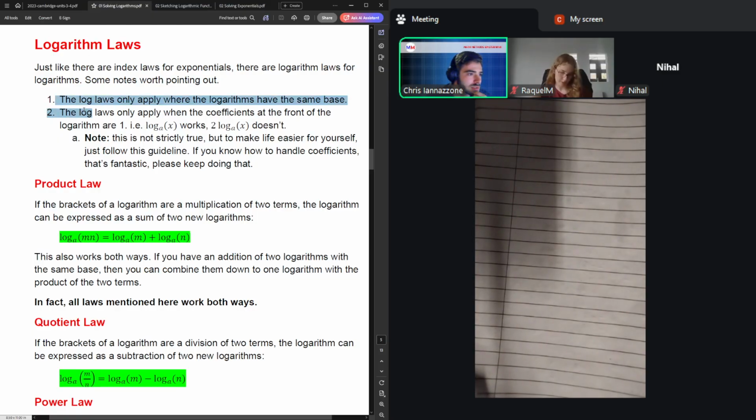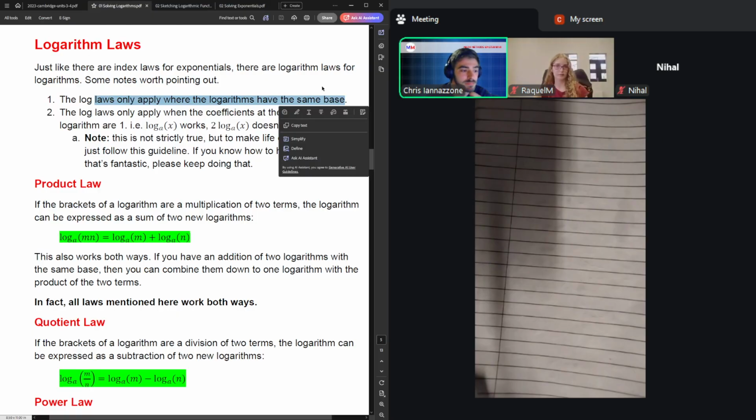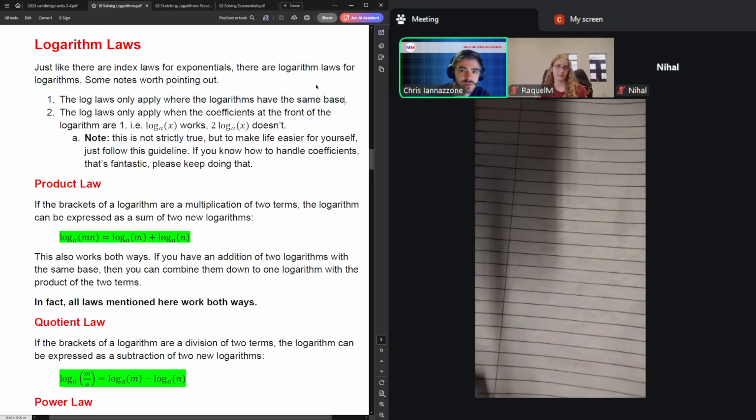So some things worth pointing out just to help out. The log laws are only going to apply when logarithms have the same base, kind of like with the exponential index laws, right? You wouldn't be working with things that had different bases and combining them into each other. They have to have the same base to actually use any of these laws.